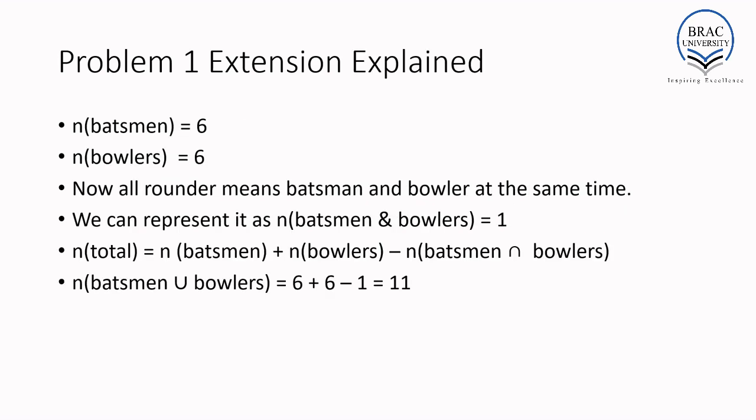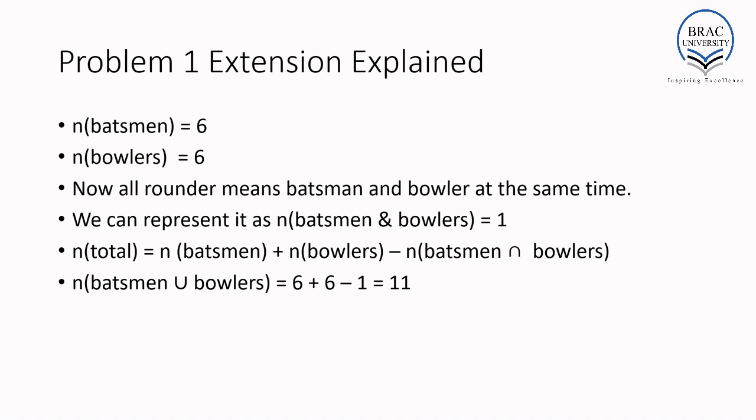Fine. We can say that batsmen is a set and the number of elements in that set is 6. We can also say bowlers is a set, and the number of elements in that set is 6. As I've said before, all-rounder means batsman and bowler at the same time. That means the all-rounder set can be described as batsman and bowler, or batsman intersection bowler. The number of elements in that set is 1.